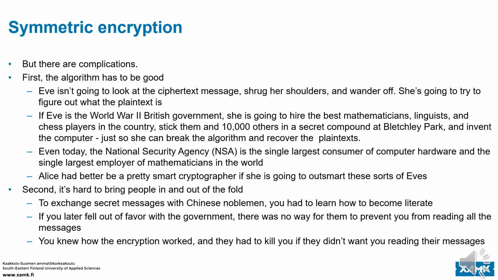If Eve is the World War II British government, she is going to hire the best mathematicians, linguists, and chess players in the country. She will stick them and 10,000 others in a secret compound at Bletchley Park and invent a computer just so she can break the algorithm and recover the plain texts. Even today, the National Security Agency is the single largest consumer of computer hardware and the single largest employer of mathematicians in the world. Alice had better be a pretty smart cryptographer if she is going to outsmart these sorts of Eves.